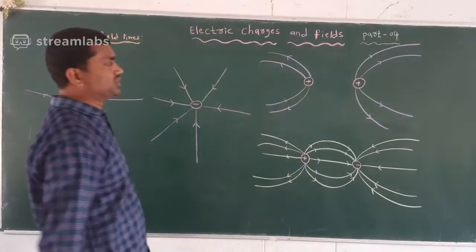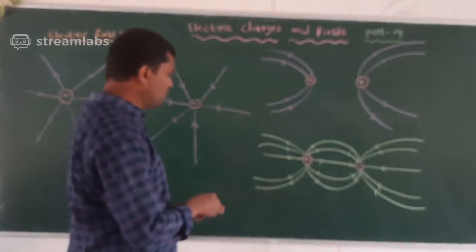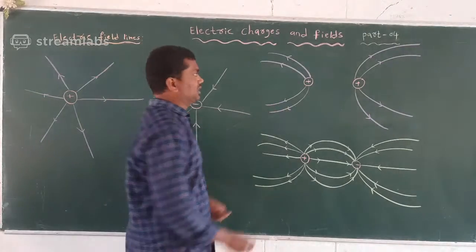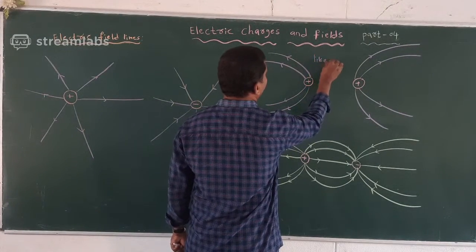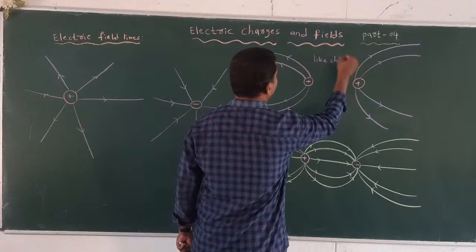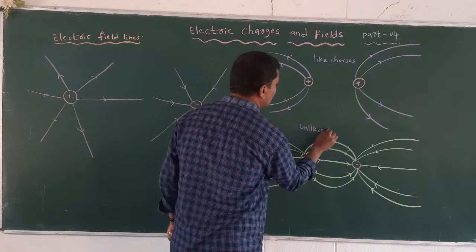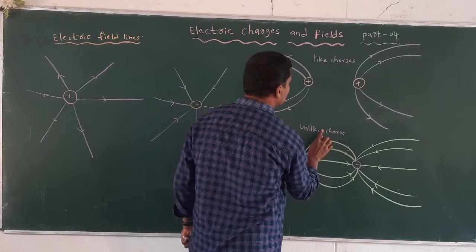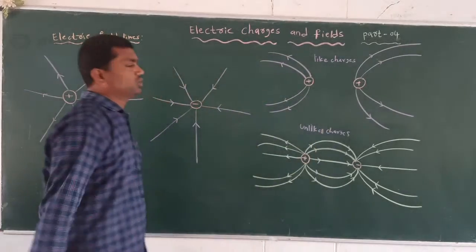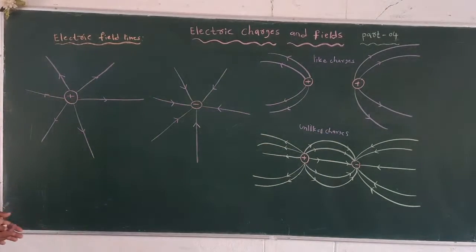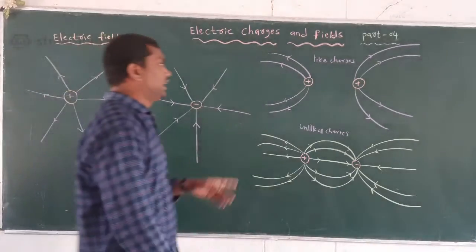So this is the case of different charges. In the same manner, we have to look at like charges and unlike charges. We can observe the lines for positive and negative, positive and positive, and negative. So these are the total four figures that explain the electric field lines, or electric force lines.